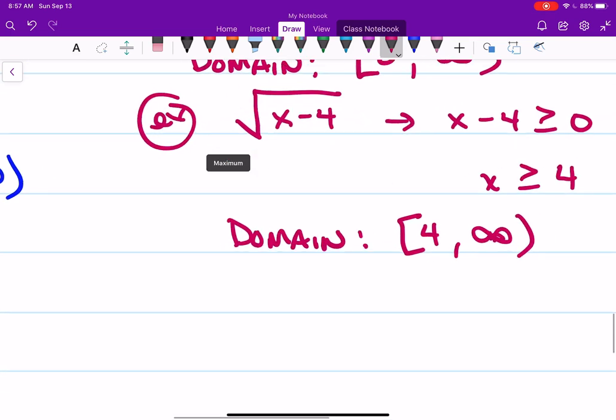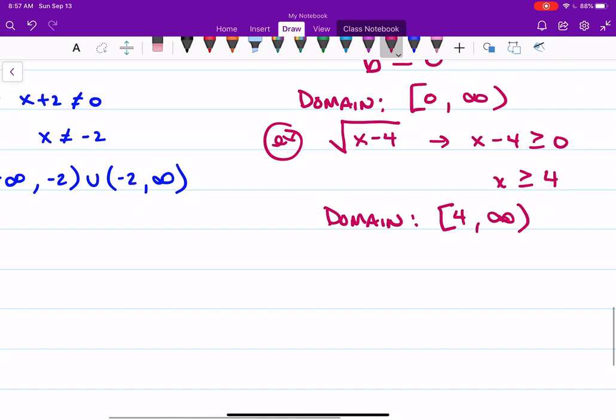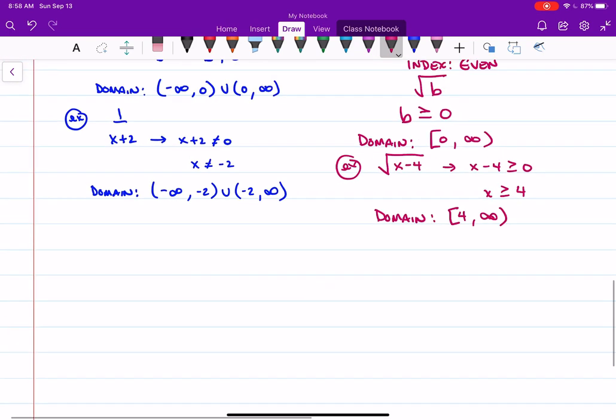So if I put 4 in this example, I'll have 4 minus 4, which is 0. Square root of that would be 0. If I put 5 in there, 5 minus 4 is 1. Square root of 1 is just 1, right? I can do square root of 2, square root of 3. That's no big deal. I just can't use a negative number. That's why it has to stop at 4 and then go up, okay?